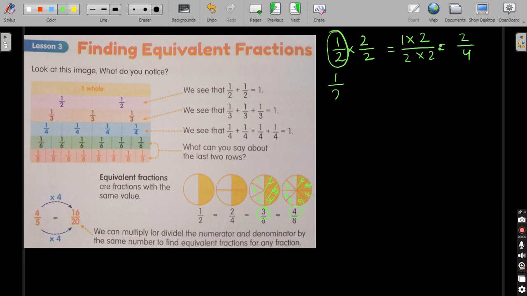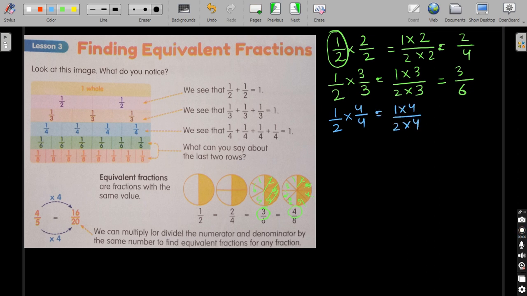Again, next, 1 by 2 into, let it be 3 by 3. How will I write here? So 1 into 3 divided by 2 into 3. Numerator into numerator, denominator into denominator. What will the answer be? 1 into 3 is 3, 2 into 3 is 6. Again 3 by 6, I got a new name. Again next, 1 by 2 into the same number, 4 by 4. Now how will I get here? 1 into 4 divided by 2 into 4. So 1 into 4 is 4, 2 into 4 is 8.